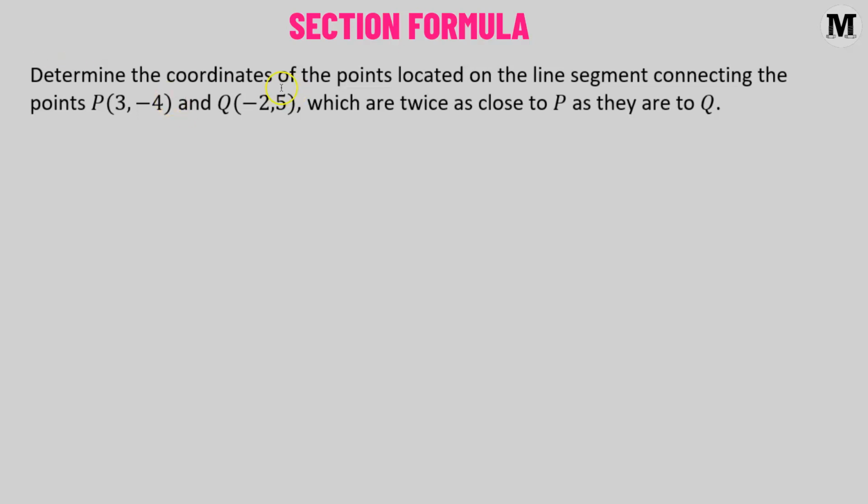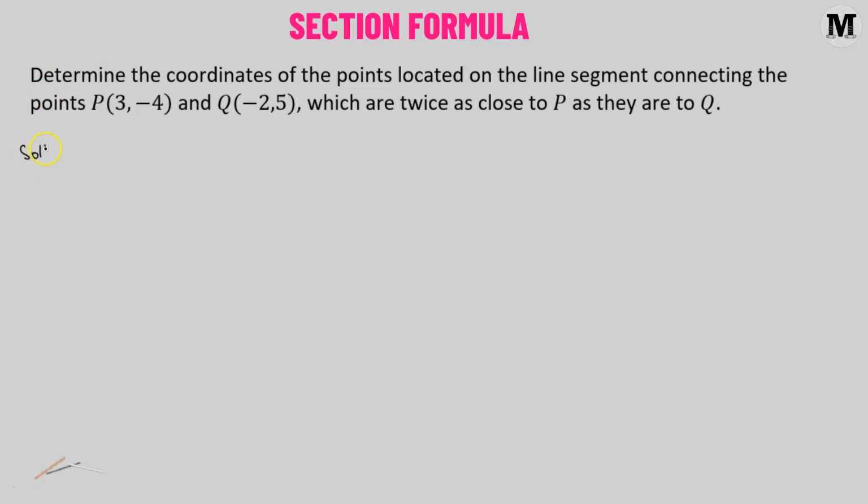We need to determine the coordinates of the point located on the line segment connecting the points P (3, -4) and Q (-2, 5), which is twice as close to P as it is to Q. So let's try to understand the problem graphically first.